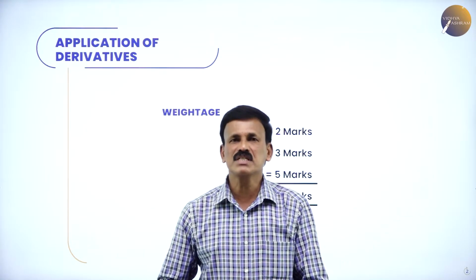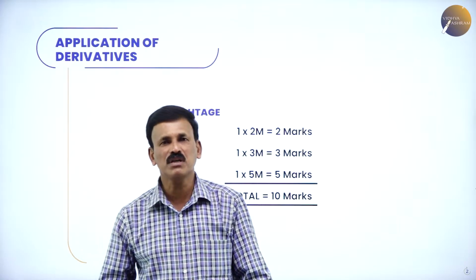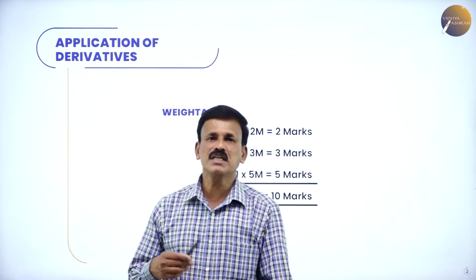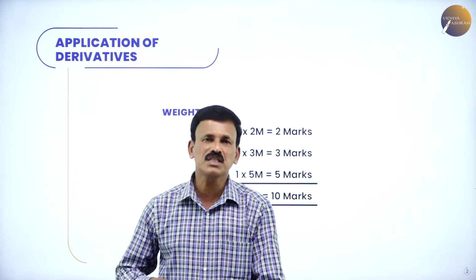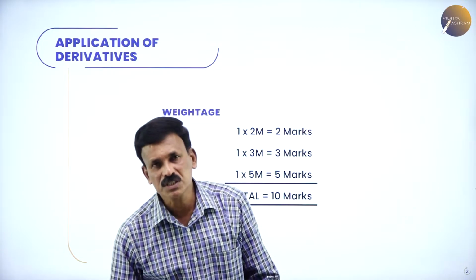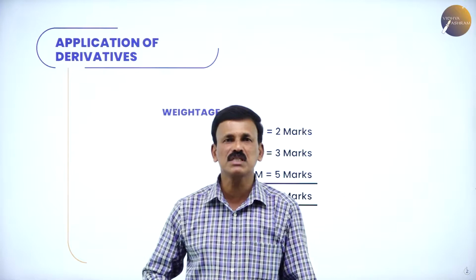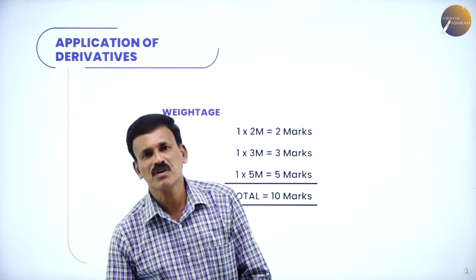That is, the first one is rate measure, the second one is equation of tangent and normal by finding the slope, the third concept is increasing and decreasing functions, the fourth concept is finding the approximate value using differentials, and the last concept is maxima and minima of a function.